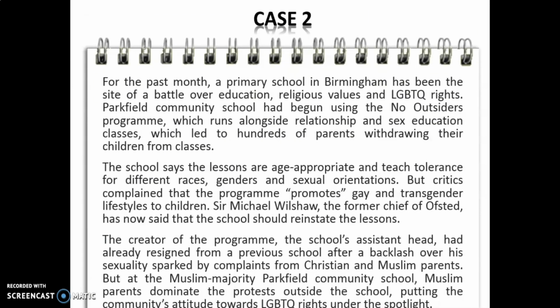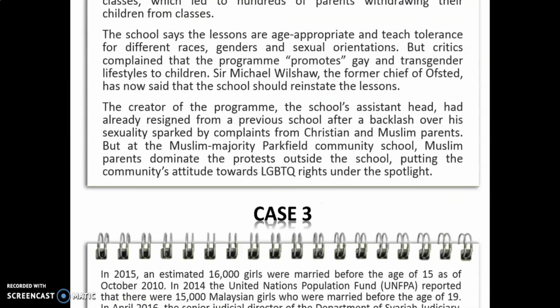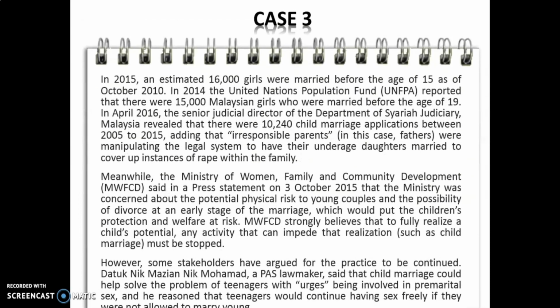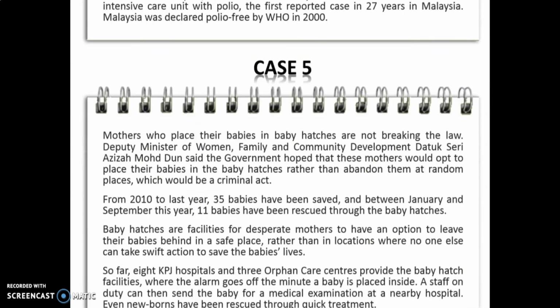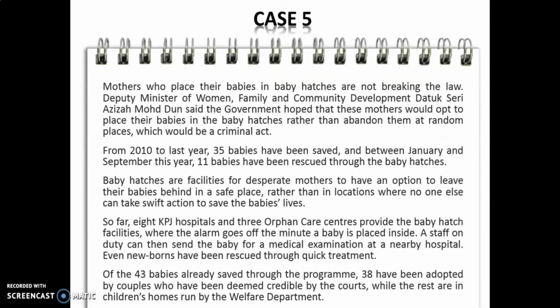The second case is all about the issue of LGBTQ in Birmingham. Third case, child marriage in Malaysia. The fourth case, anti-vaccine movement in Malaysia. And finally, the last case, baby hatch.